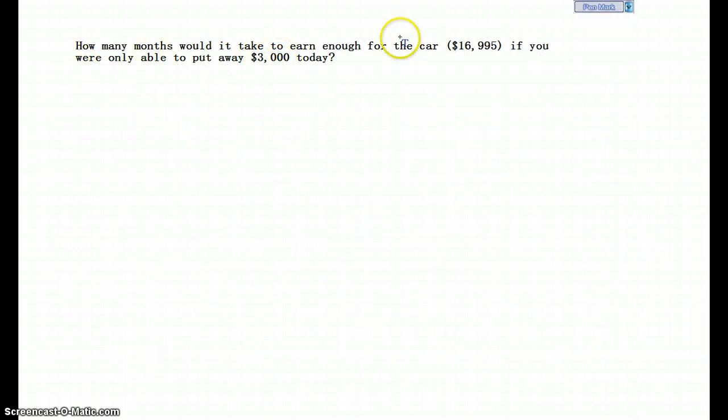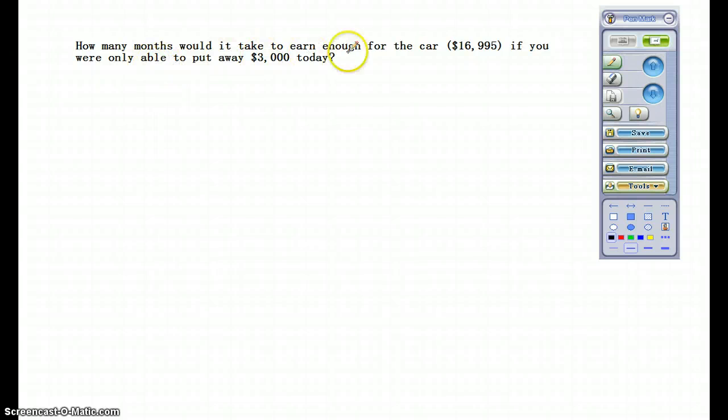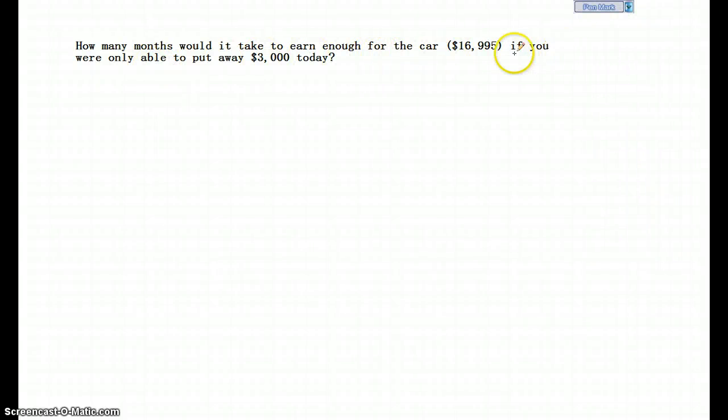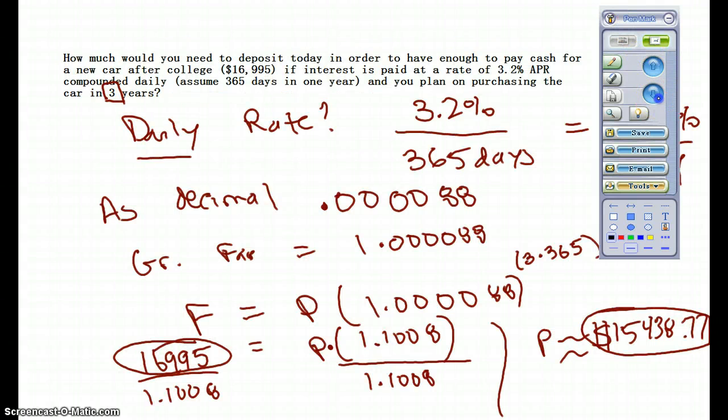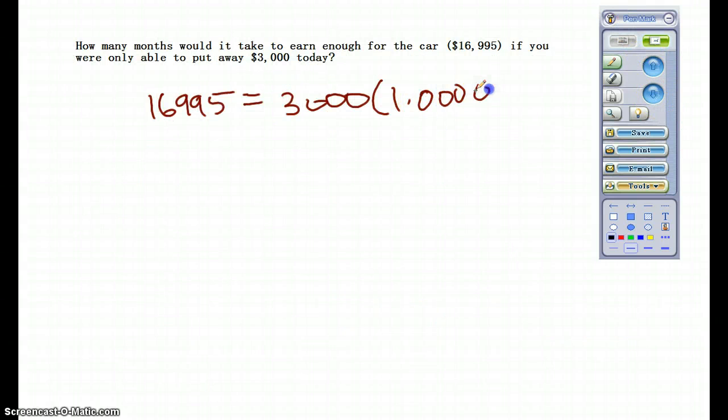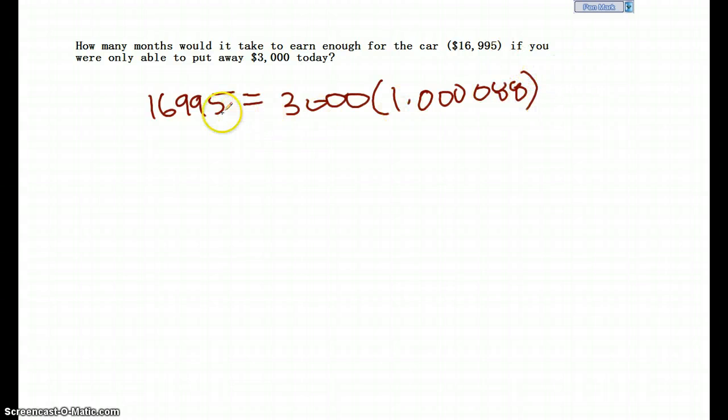Let's take a look at another variation of this problem. How many months would it take to earn enough for the car, $16,995, if you were only able to put away $3,000 today? Well, that only changes the problem in that our future value stays the same, but now our present value is fixed. So it's $3,000 times 1 point, and let's see how far we rounded, 0.00088. And in this case, we don't know how long, so I'm going to call this N for the number of months.